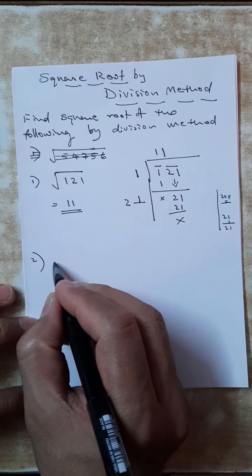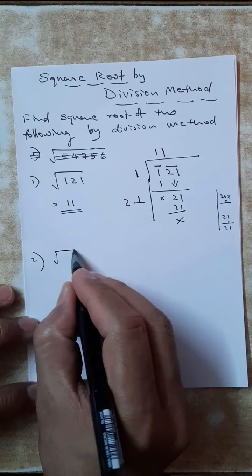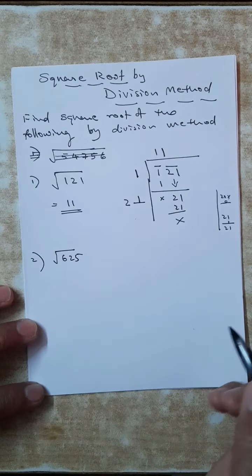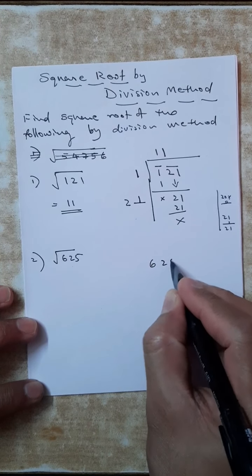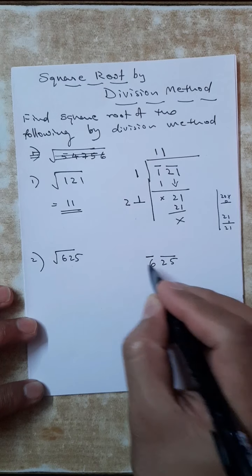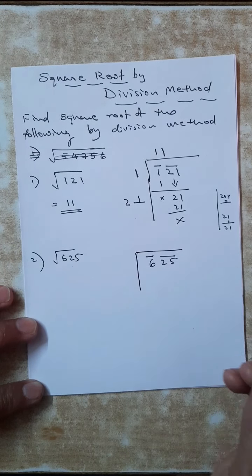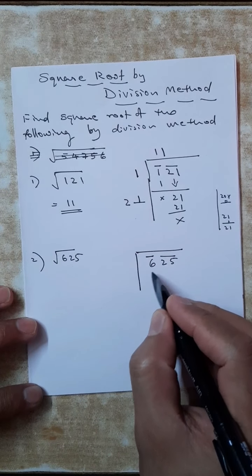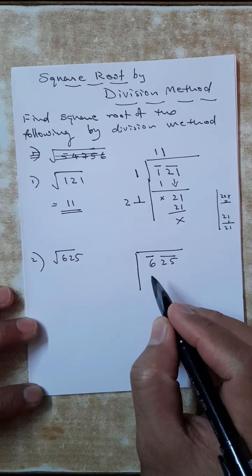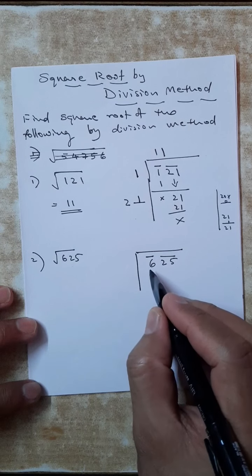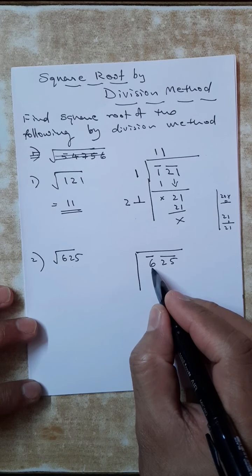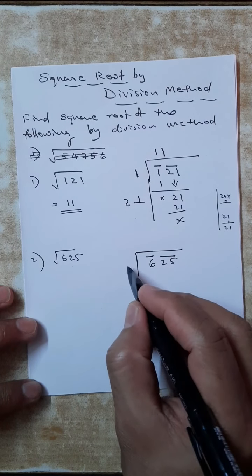Suppose again a simple number 625. Find the square root of 625. First I will write the number, grouping: 25 one group, 6 another group. First group is a 6. Which perfect square will go? 1 1s are 1. 2 2s are 4. 3 3s are 9. 9 is not going because number is 6. 2 2s are 4. So 2 will go.